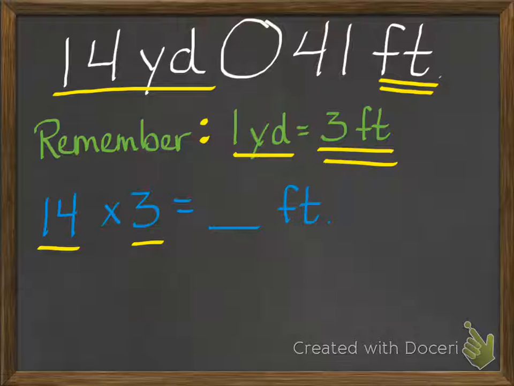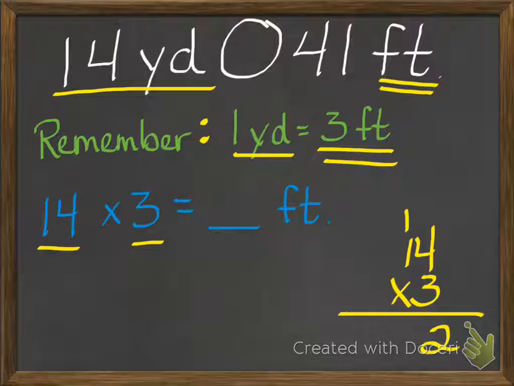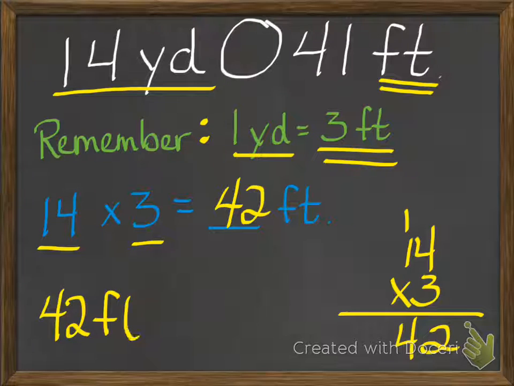So 14 times 3. Over here, I'm going to do 14 times 3. 3 times 4 is 12. Carry the 1. 3 times 1 is 3, plus 1 more is 4. So 14 times 3 equals 42. So now I have 14 yards that equals 42 feet.